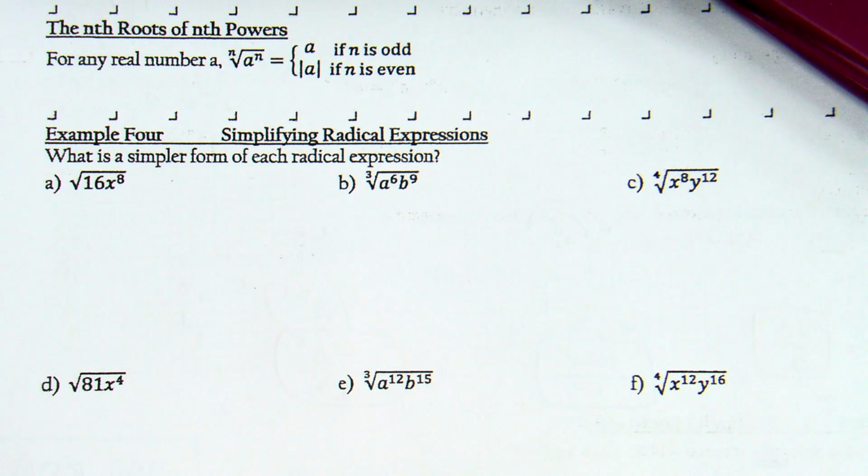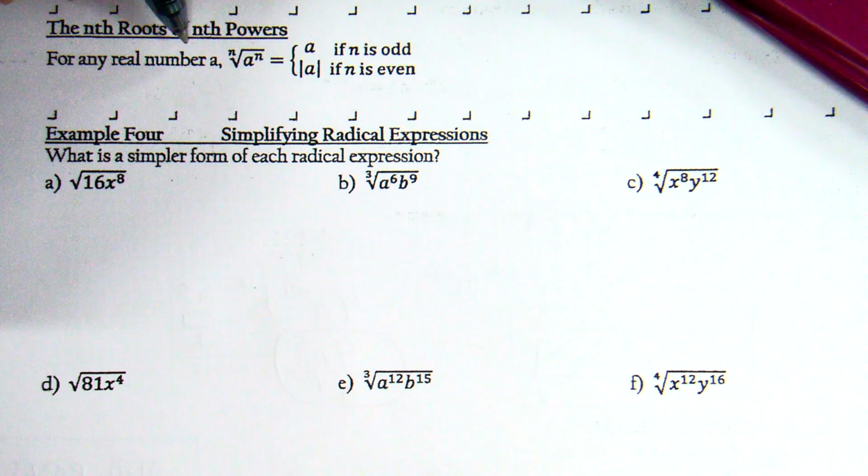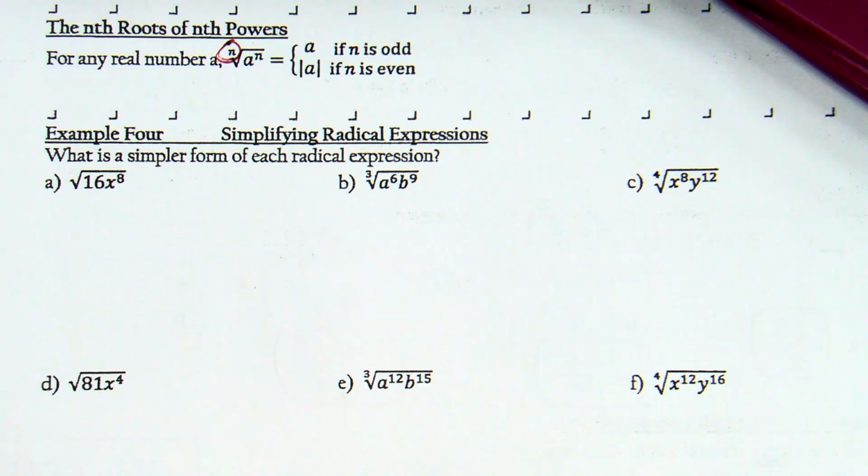So the rule right here, for any real number a, the nth root of a to the n, referring to this n right here, the index, so what root it is, my answer is just going to be a if n is odd. In other words, if it's an odd index, like a third root or a fifth root, we don't have to do anything special. However, if it's an even root, so a square root, a fourth root, a sixth root, we're going to have to consider absolute value. We won't always have to put it on there, but we're going to have to consider it.